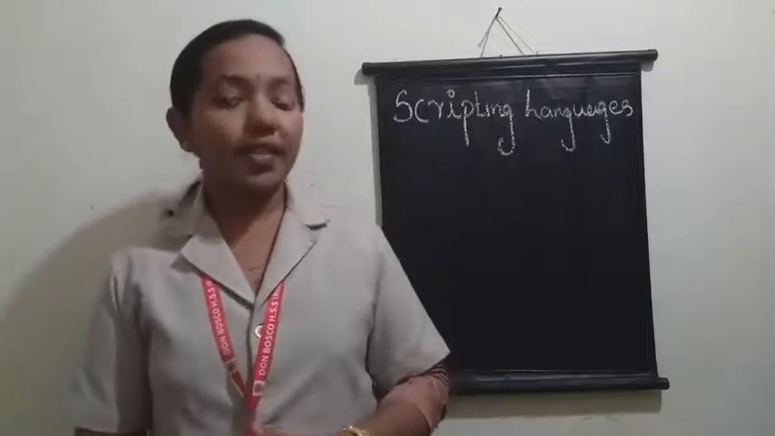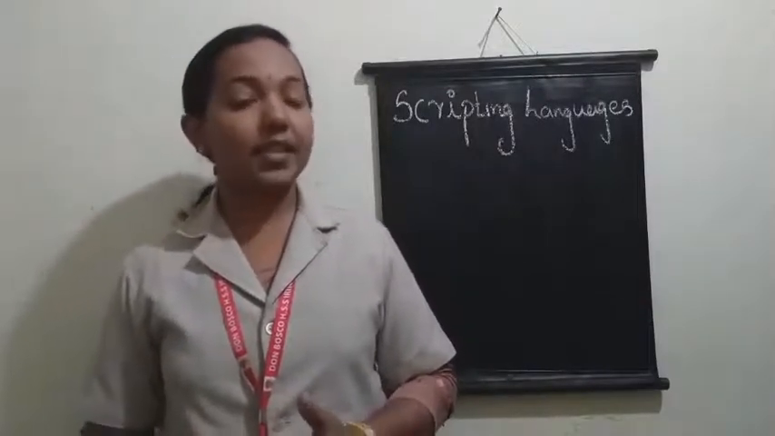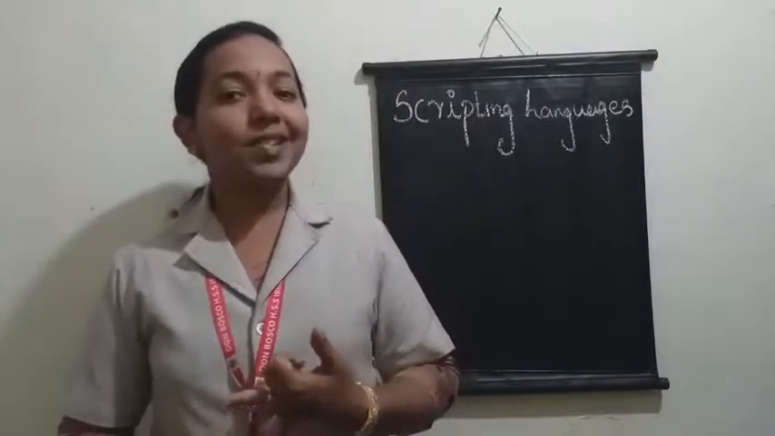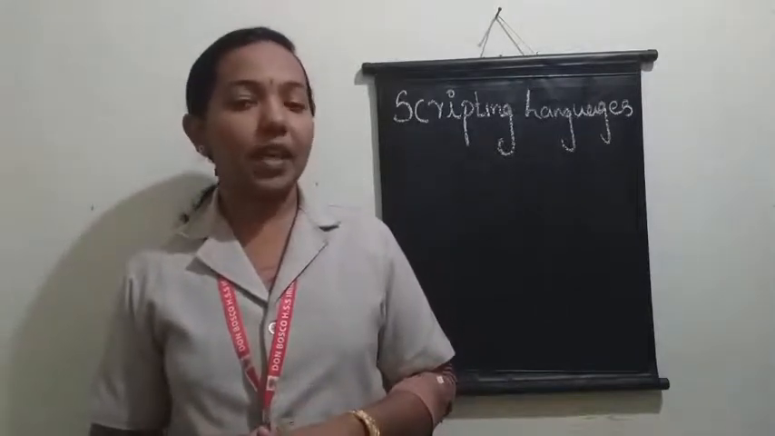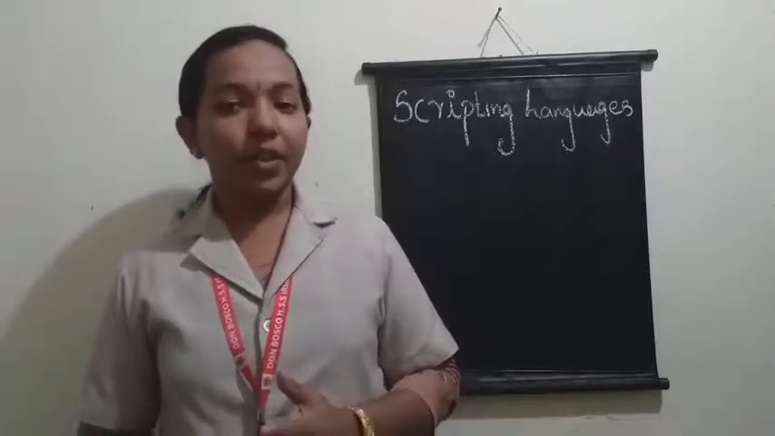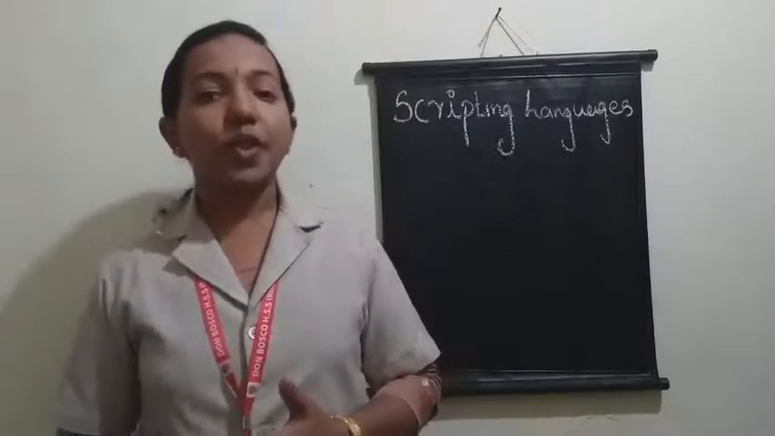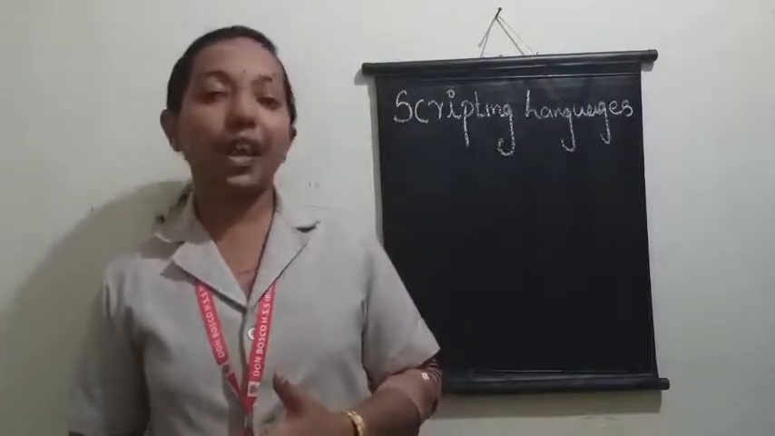We already studied the different types of scripting languages, client-side scripting and server-side scripting. Client-side scripting examples are JavaScript and VBscript. Server-side examples are PHP, ASP and JSP. So you know the different types of scripting languages. In this video, we are going to discuss details about these languages.